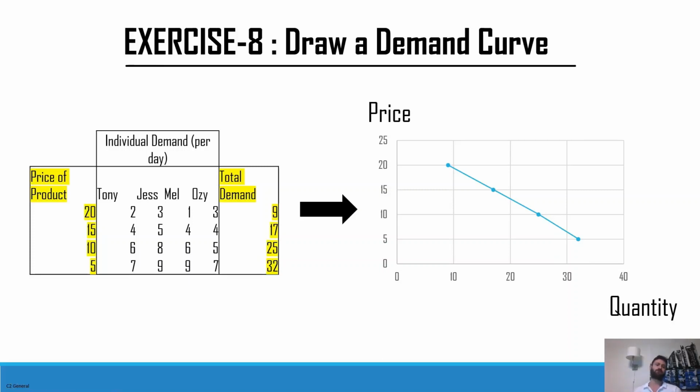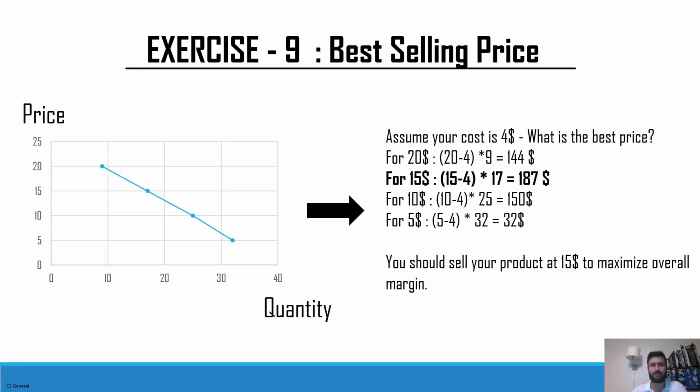But what are we going to do with this demand curve? We get it, we draw it, but let's understand it with our next exercise. We will use this demand curve to find the optimum price point for our product. So assume that your cost for your product is $4 per sale. What is the best price at which you should sell your product?